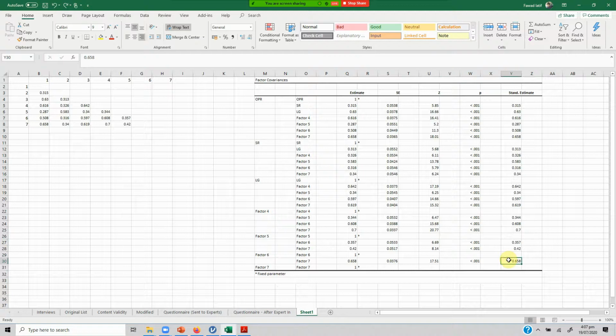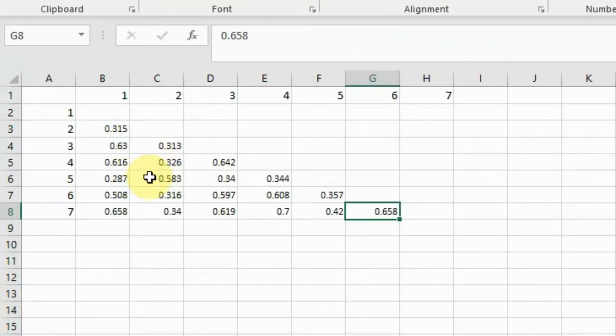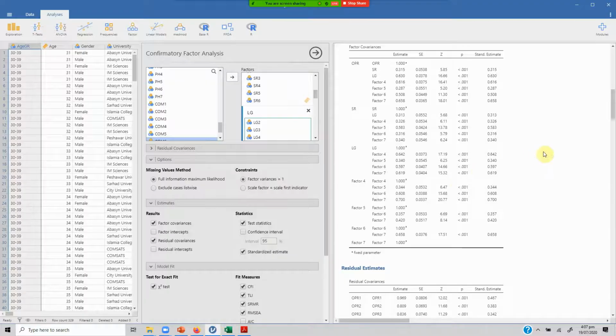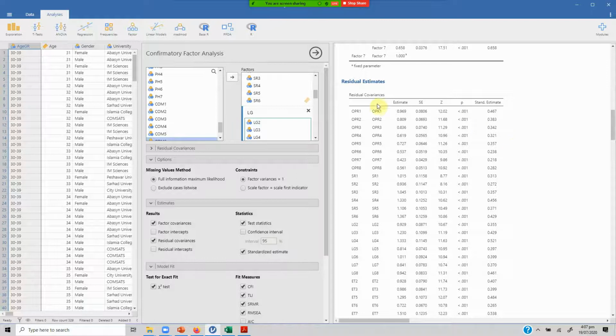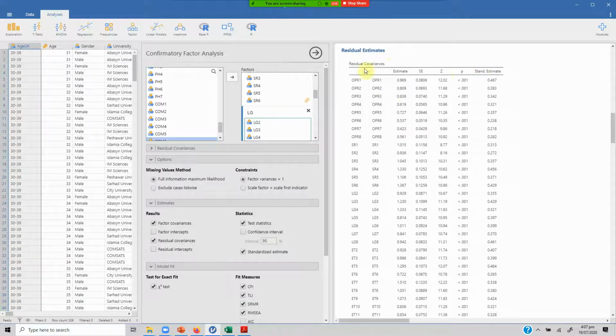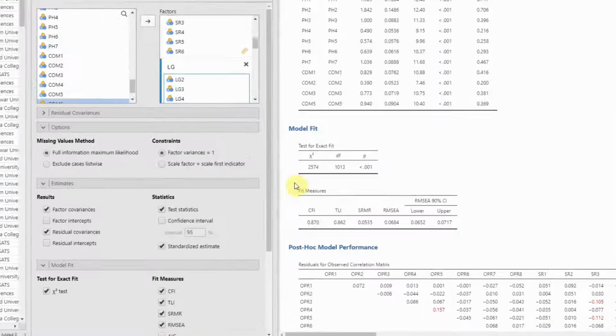And this one here. So this is now your correlation matrix, and if we see the correlations are good enough, not very high, not very low, so this is your correlation matrix done. So these are residual covariance. Let's leave it for now and let's go for model fit.